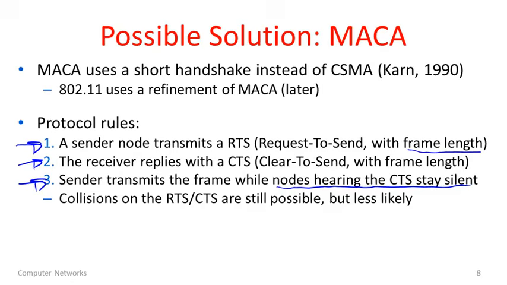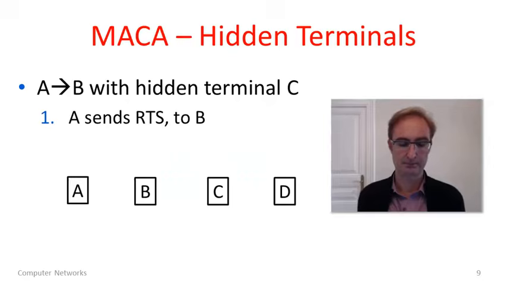It's true that the RTS and CTS are just short frames, and as we send them we could run into some of these same problems. But the RTS and CTS are much shorter relative to packets. They might be 100 or 1,000 times smaller. And in this case, the collisions, since they're a lot shorter, are just less likely, so we run into fewer problems. So let's see how MACA solves some of these problems.